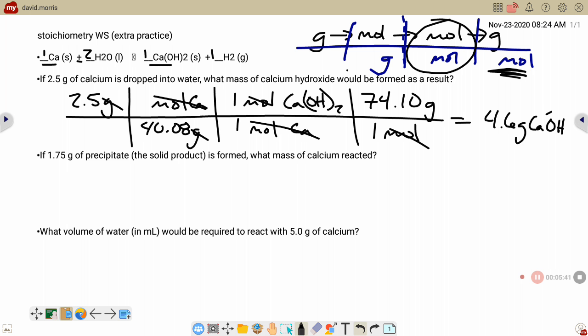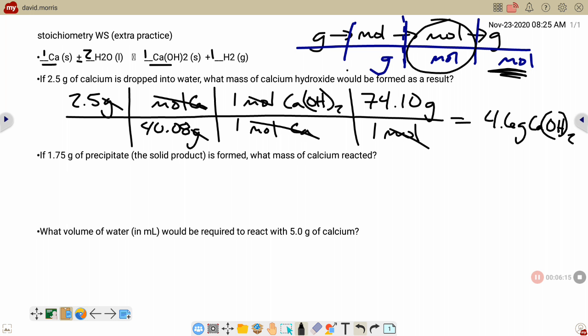You put a label on it: grams of calcium hydroxide, and that'd be my answer for this. So everybody got 4.6. Then, next one, same thing, just going to be different ratios and whatnot, because I'm talking about calcium versus the precipitate, which is the calcium hydroxide, right? So actually, this is the exact same problem, right?